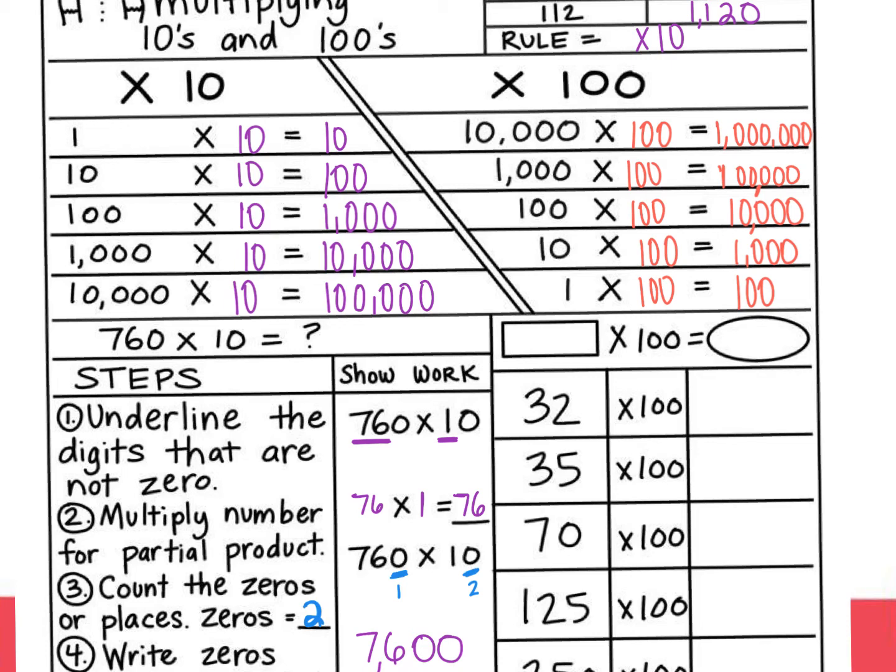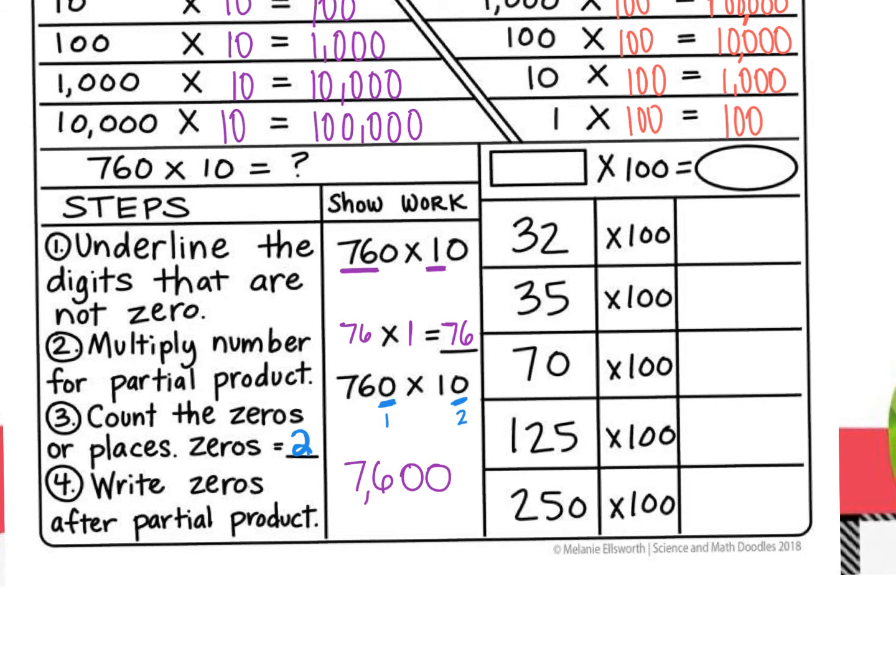So look at this table below. I have 32 times 100. I'm going to write 32, and how many zeros after it? 2. So that makes 3,200. Then, for 35 times 100, what do I write? 35, with how many zeros? 2.